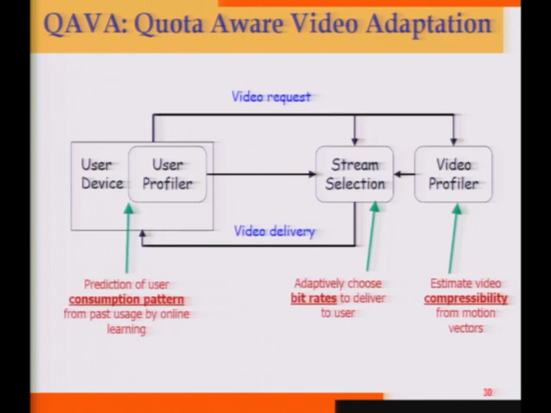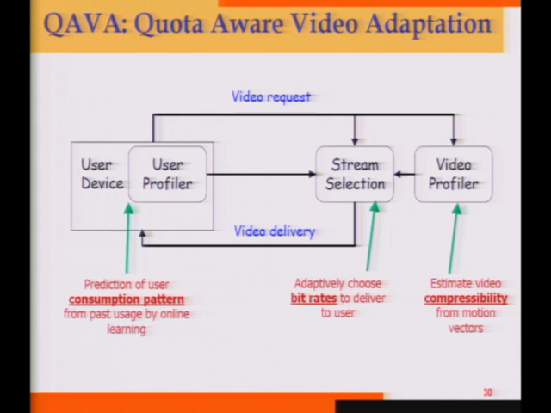So the project, or the system, is called QAVA, standing for Quota Aware Video Adaptation. This falls under the broad theme of network-aware content generation. So you want to generate content that is conducive to the network. In this case, the network is kind of the quota. You want to generate video that is conducive to the quota that you have left in your monthly budget.